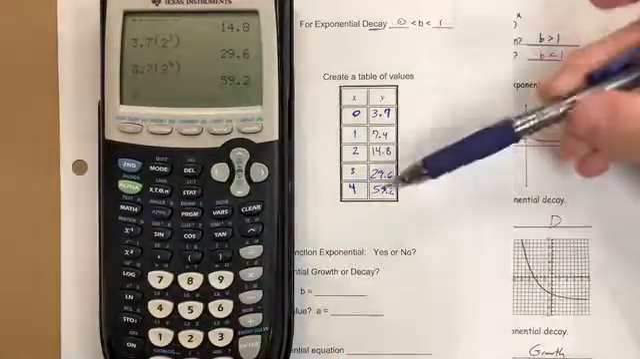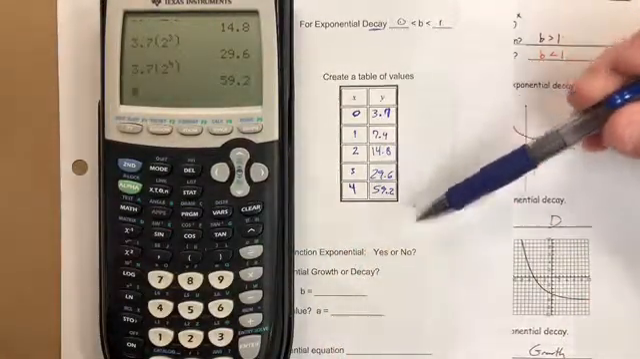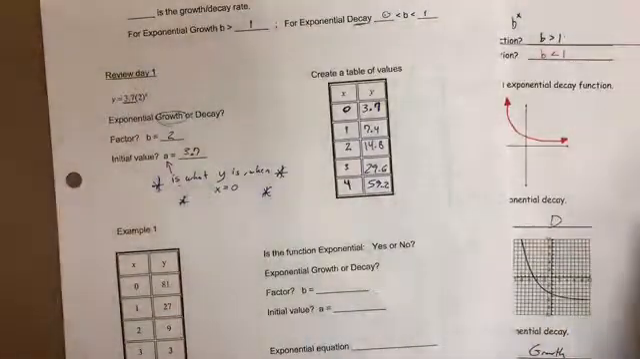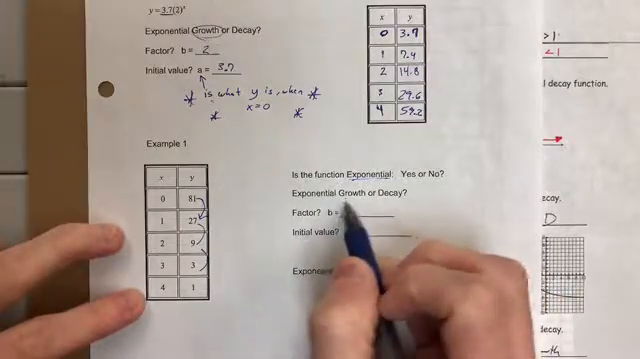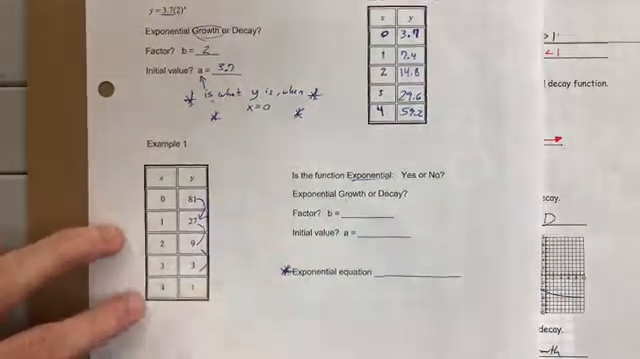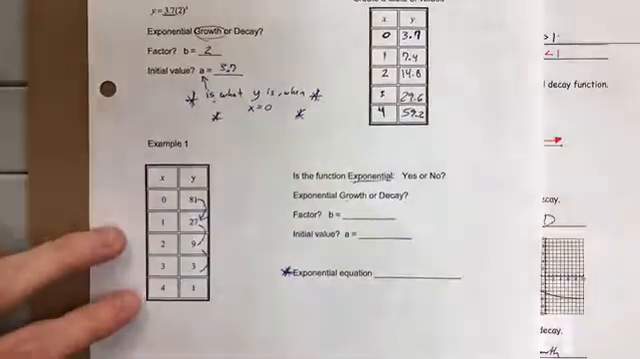All right, do yours look like mine? You go 7.4, 14.8, 29.6, 59.2. If it does, very good job. Okay, growth or decay, we could wait a little bit until we write the equation, because we're going to have to anyways, or we could just look at the table. So I'll show you how to do that.